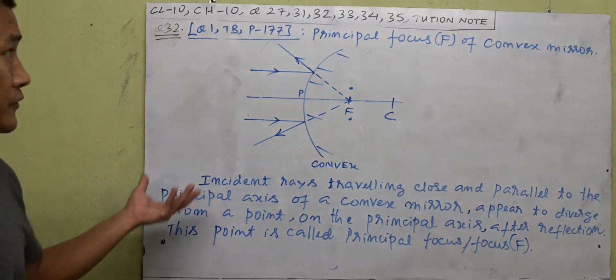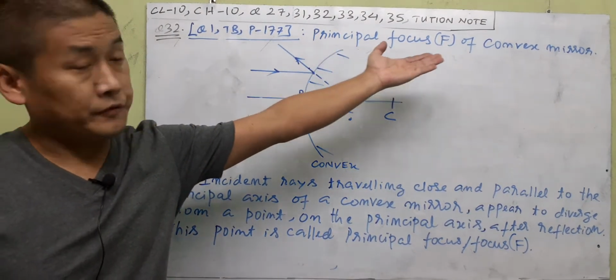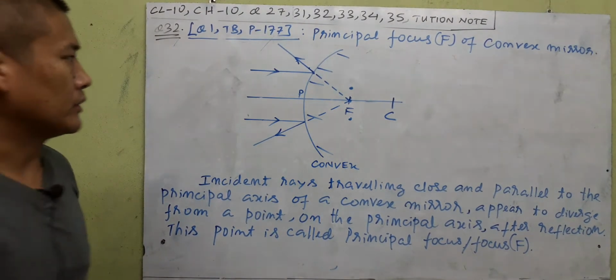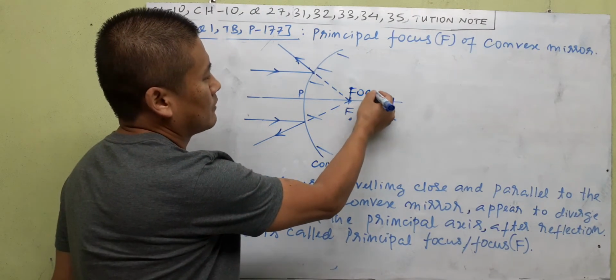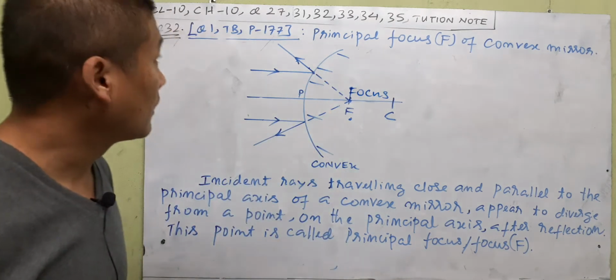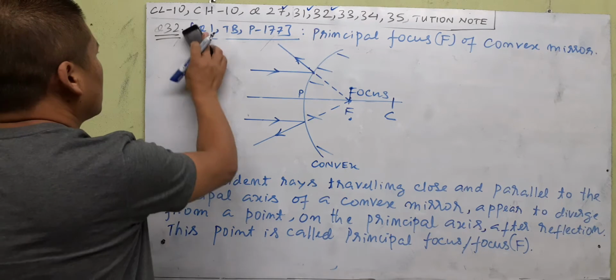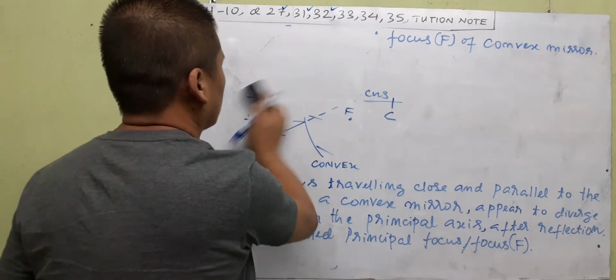Principal focus, or you can simply call it in short focus, and denoted usually by capital F. So that is the definition for define principal focus of a convex mirror along with the diagram. If you do it, it's good. So you can just write here if you want. Focus. So 27, 31, 32 done. Let's go to 33.